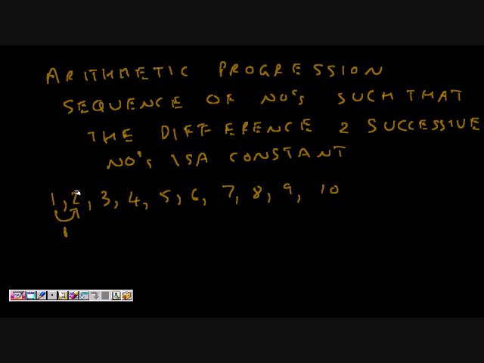Similarly, if you look at the second and the third numbers, the difference between those two numbers is 1 as well. Similarly, between 3 and 4, 1, and between 4 and 5, 1 as well. 5 and 6, 1, and so on and so forth. So this is an arithmetic progression.